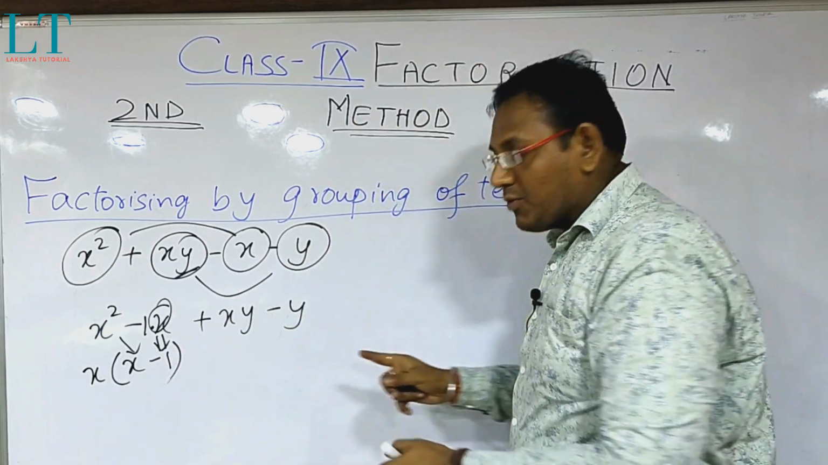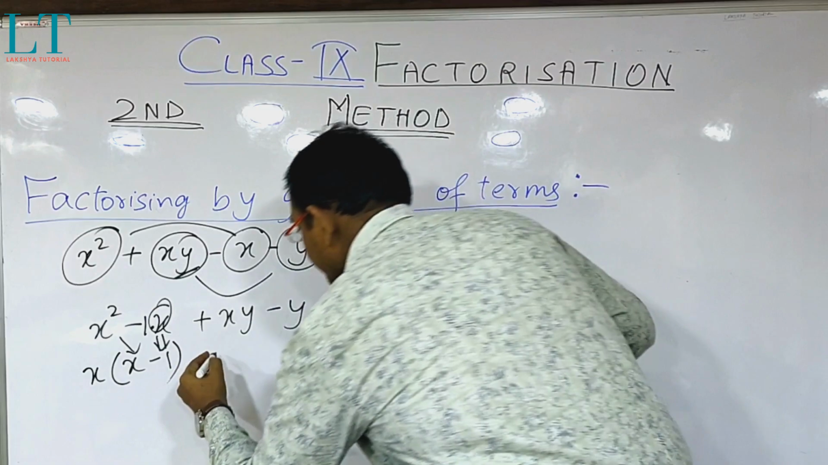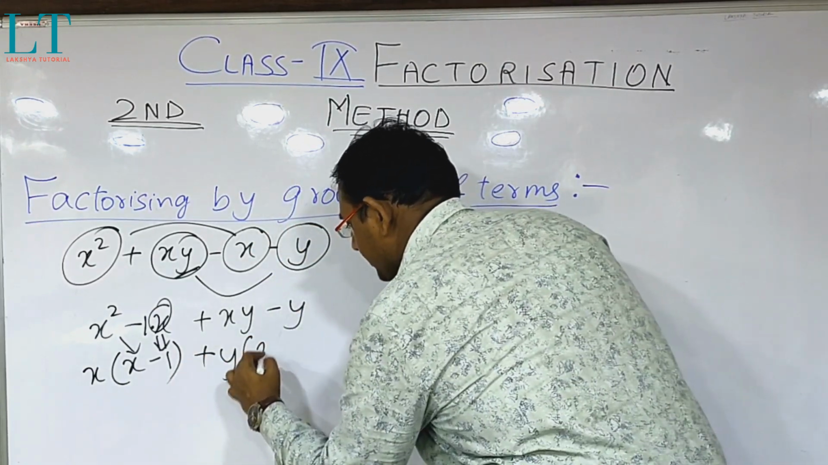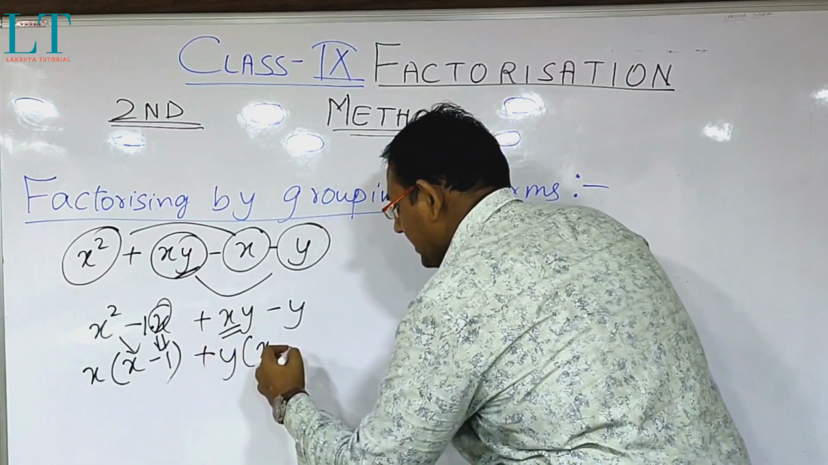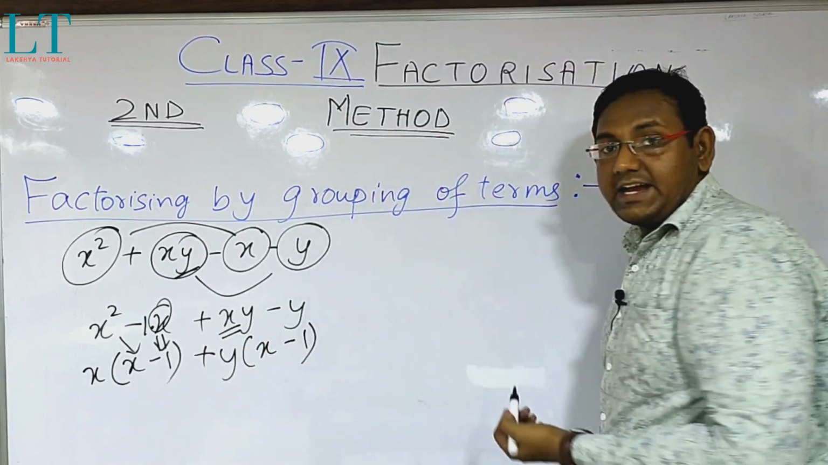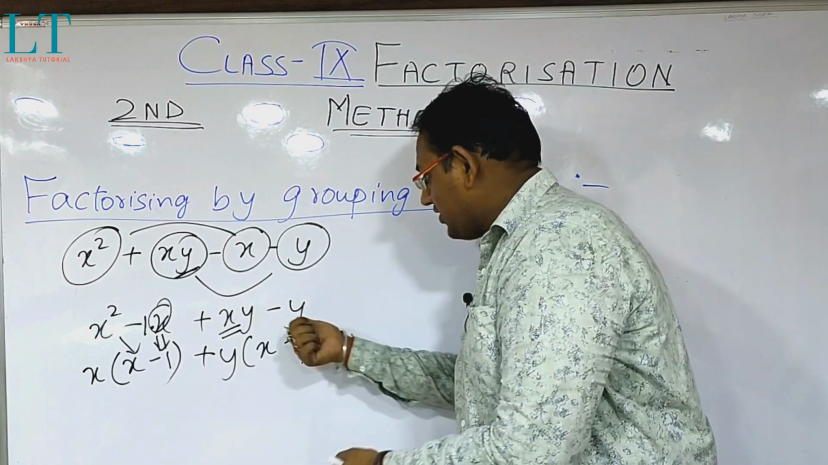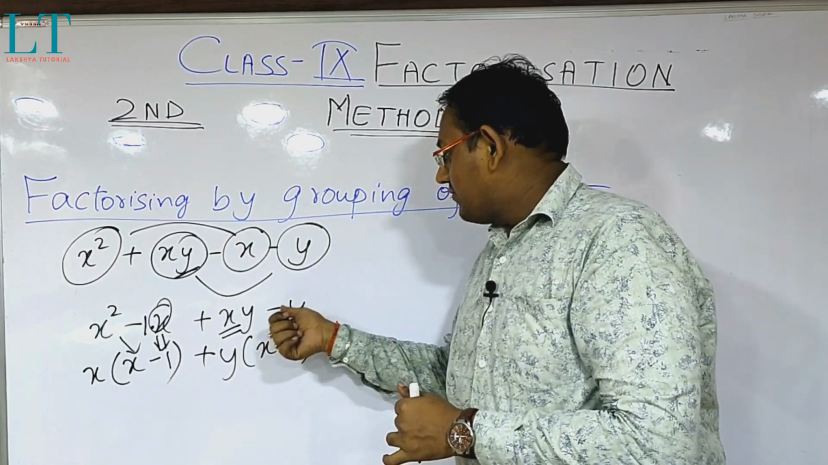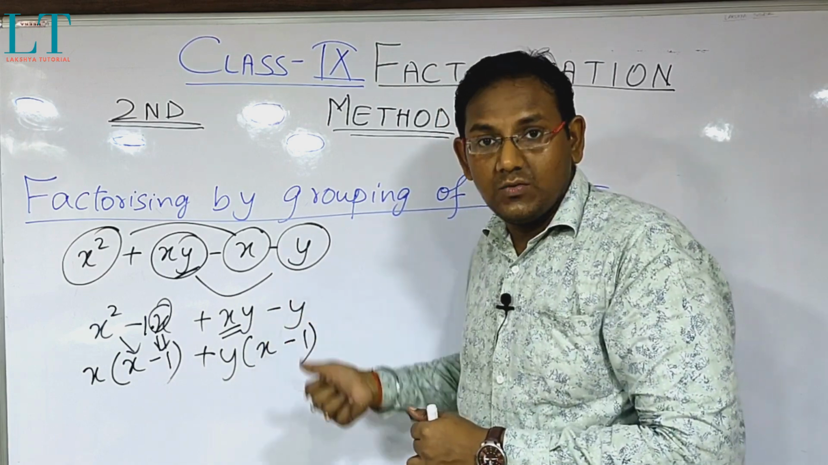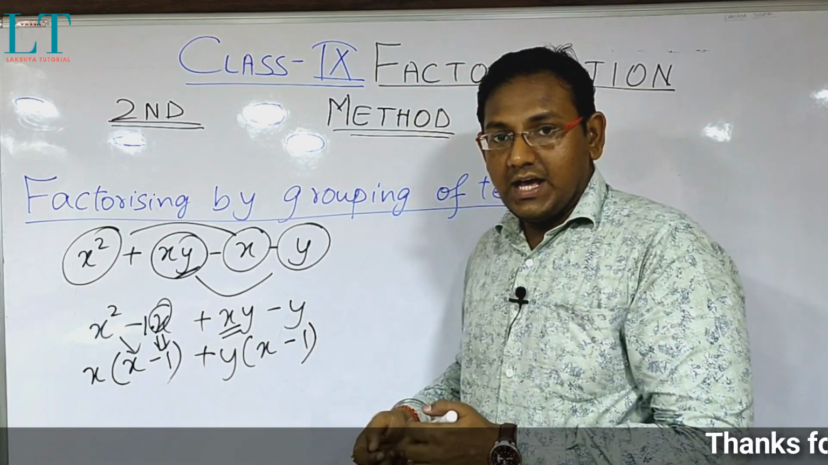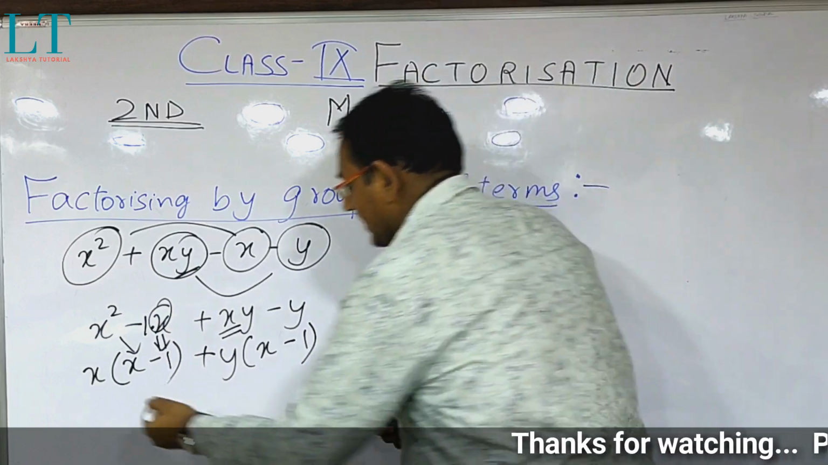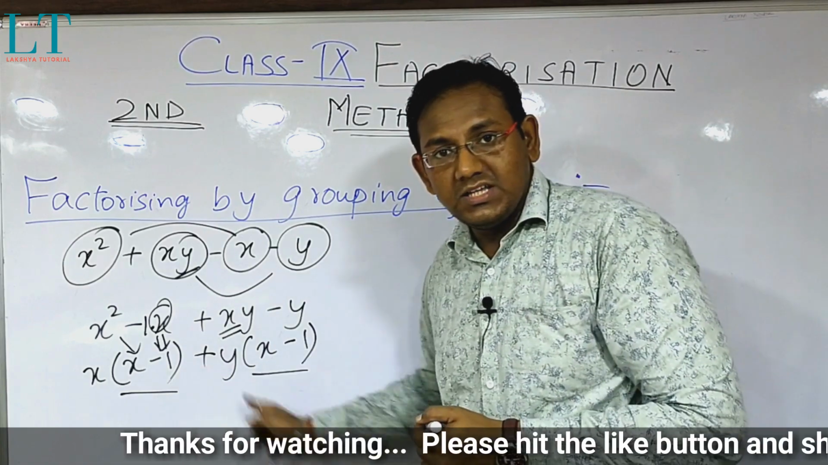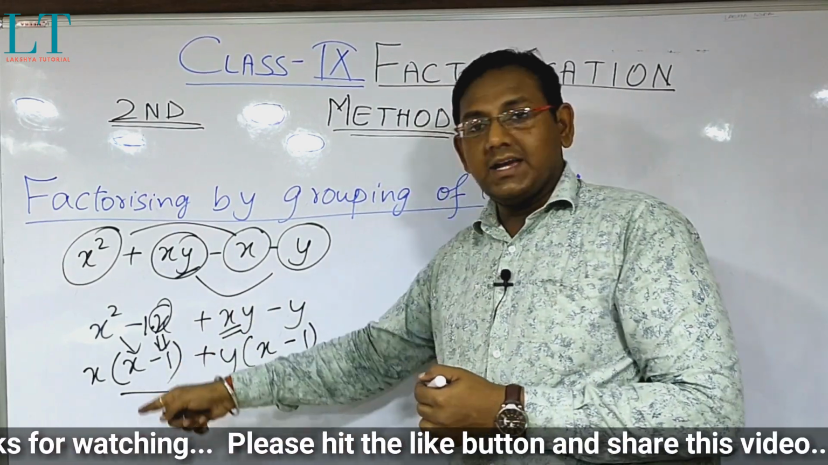The same concept goes in these two terms also. In the third term and the fourth term, we can see that y is common. So we are left with x from the first one and we are left with minus 1 from the second one. Concept remains the same. We don't have any separate value over here, so in that case we are considering 1. Now if you observe, x minus 1 and x minus 1 is common in both these two terms, so we will take x minus 1 common.